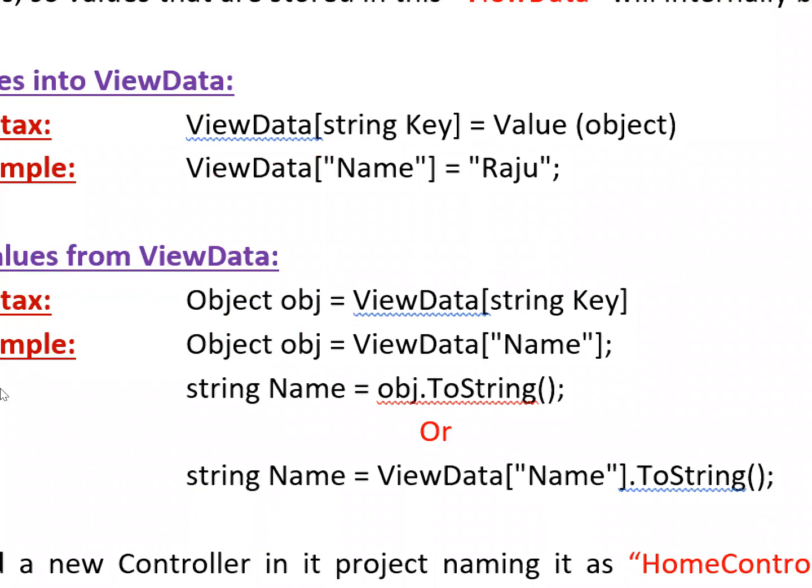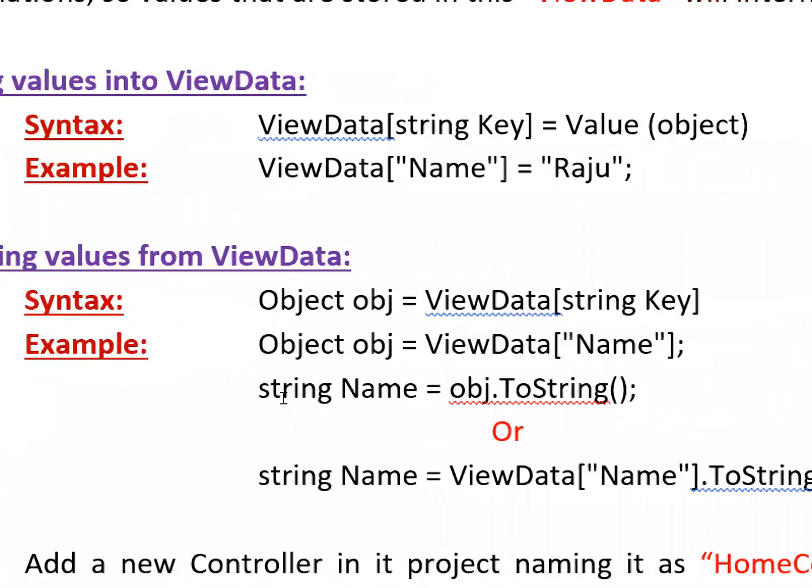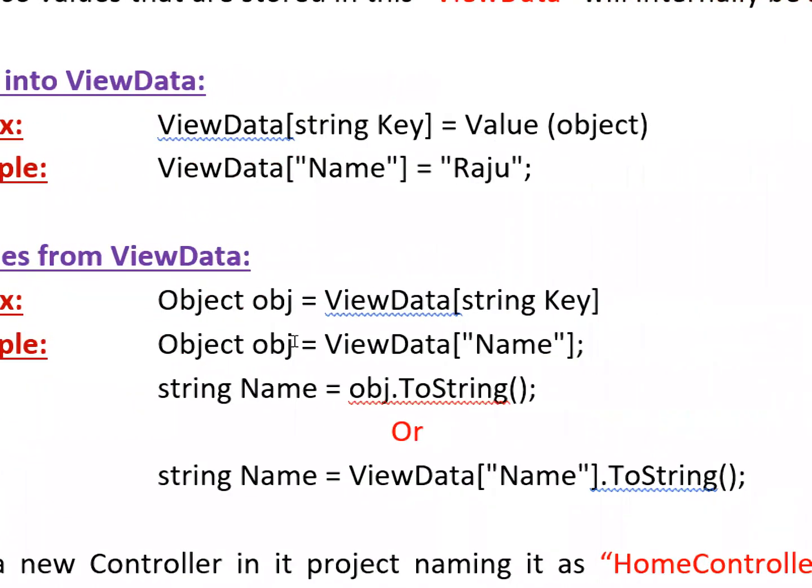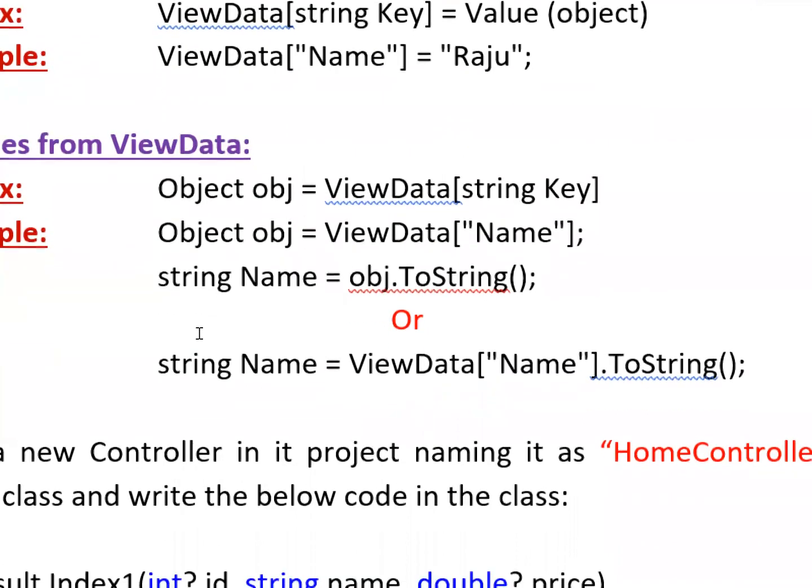Okay, now accessing values from view data. Object obj is equal to view data of string key. For example, object obj is equal to view data of name. But guys, this is not an object, this is a string now. Next step, conversion. How do you write? String name is equal to obj.toString. Otherwise, you write a single statement only. This is again C#. I don't need to give you an explanation of C#. So string name is equal to view data.